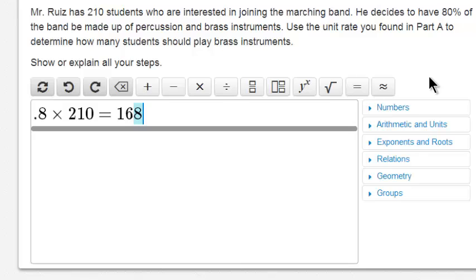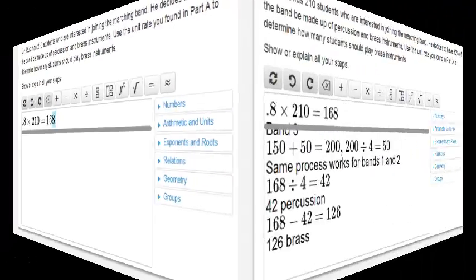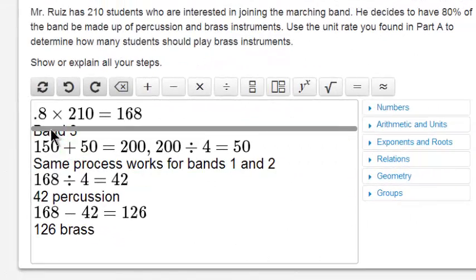And now, so you don't have to watch me type, we'll skip ahead to where I've shown my steps, and then I'll go over the steps. So I figured out that 80% of 210 is 168. So the total number of percussion and brass players will be 168.